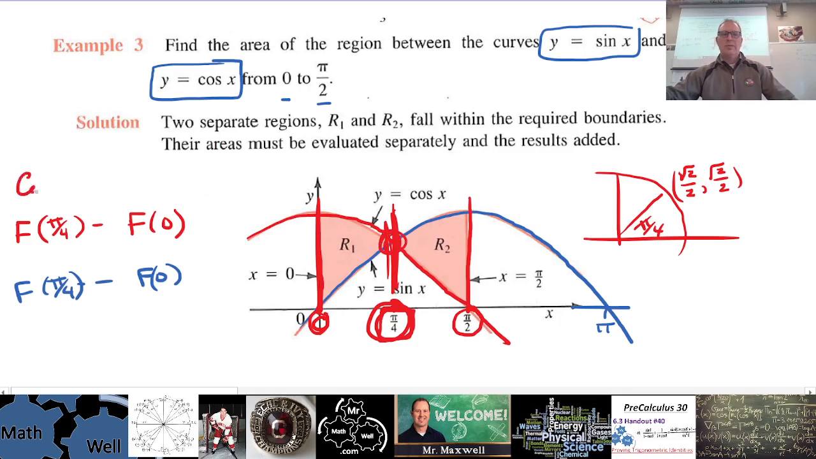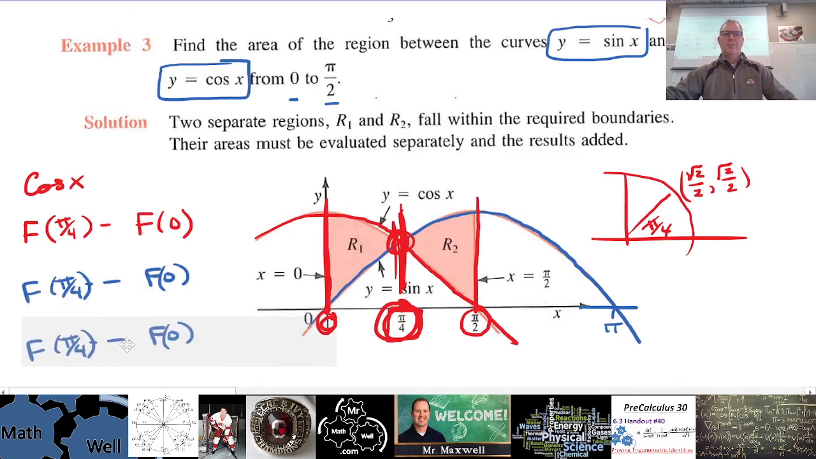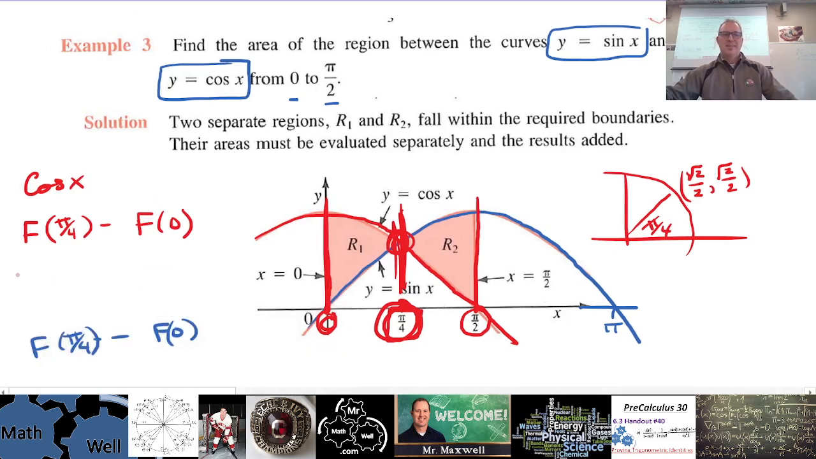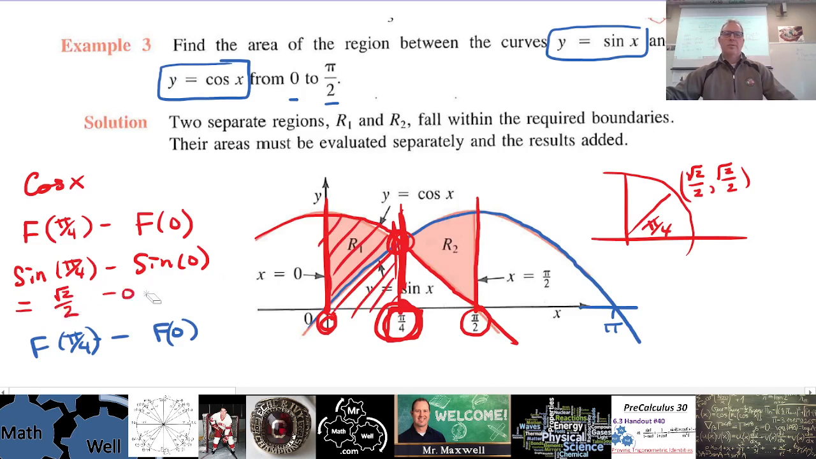Okay, so cos x is in red. What's the antiderivative of cos x? Positive sine x, right? That's the tricky one. So we're going to do sine of pi over 4 minus sine of 0. That's how we're going to find this area all the way underneath that cos. So sine of pi over 4 is root 2 over 2. Sine of 0 is 0. So this equals just root 2 over 2.